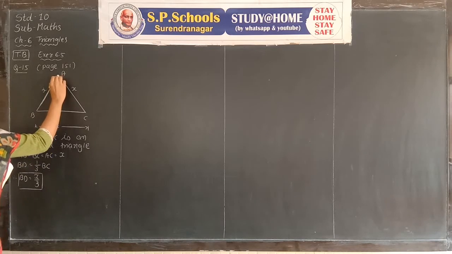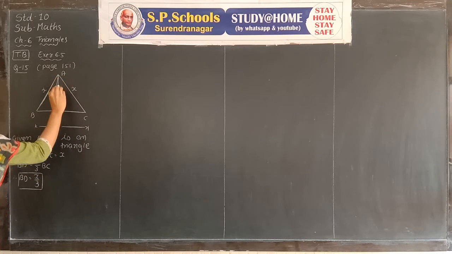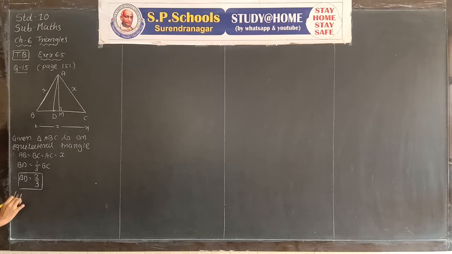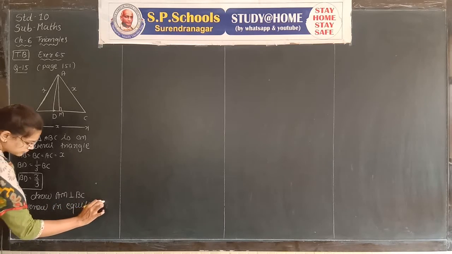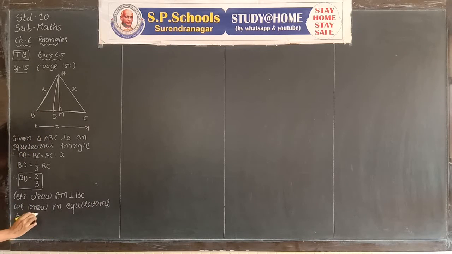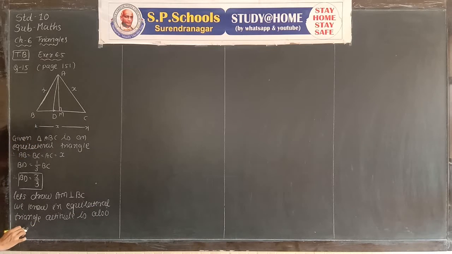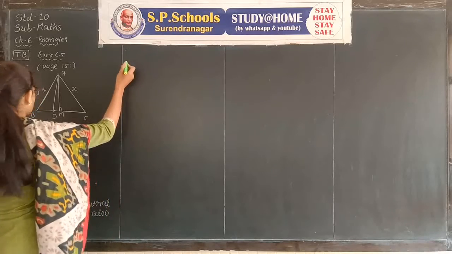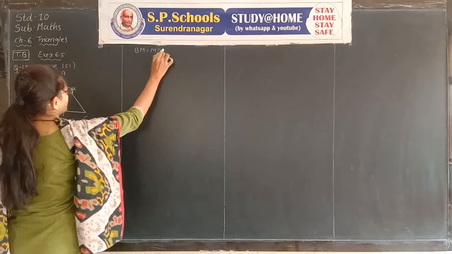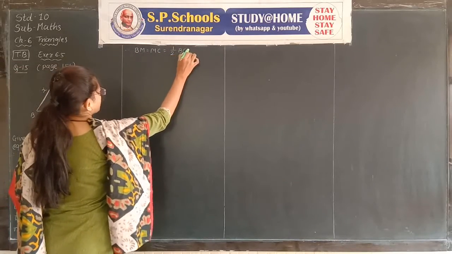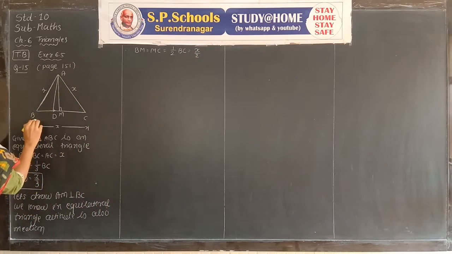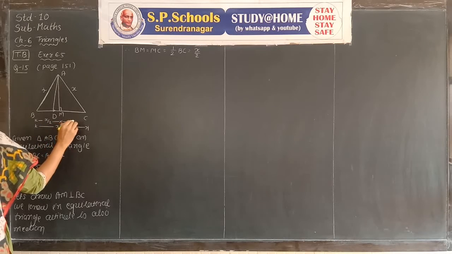Now we have to draw one altitude from A. Suppose AM. Let's draw AM perpendicular to BC. We know in an equilateral triangle, the altitude is also the median, therefore BM is equal to MC, which is equal to half of BC, which is equal to x upon 2. BM is x upon 2 and MC is also x upon 2.